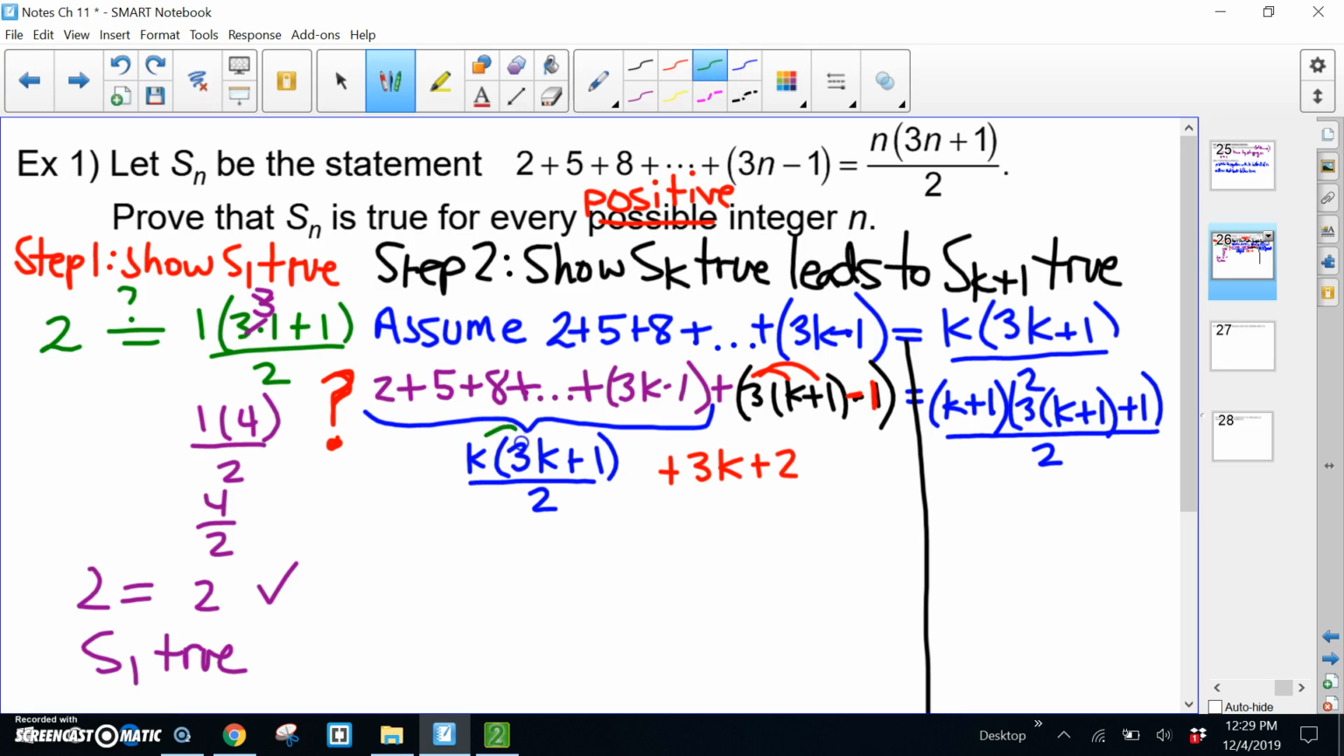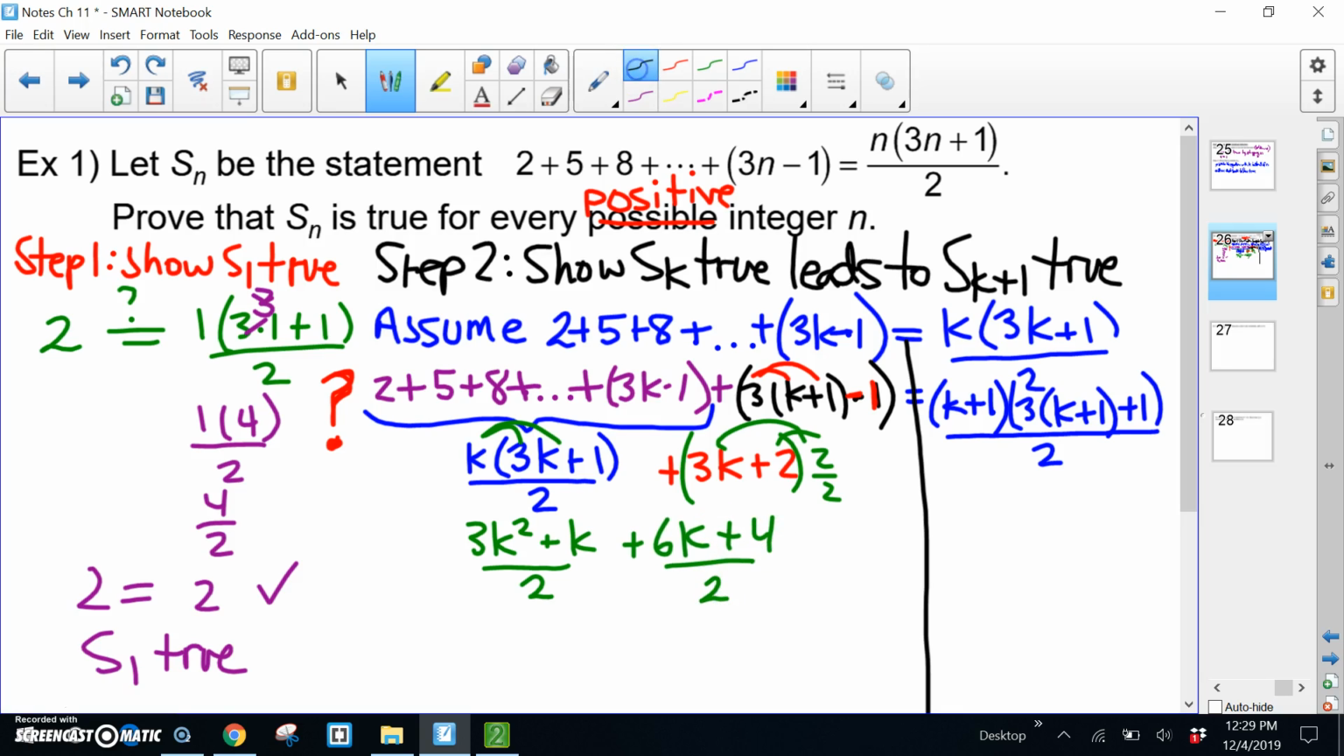For the left side, I would probably distribute this k. I'd have 3k squared plus k over 2. But then I would also multiply by 2 over 2 because I want to get a common denominator. I can distribute this 2, and that's going to make plus 6k plus 4 over 2. And then I can combine my fractions: 3k squared plus 7k plus 4, all over 2.